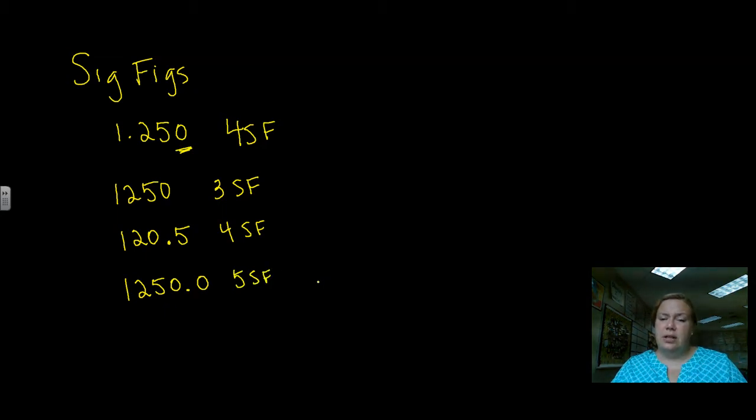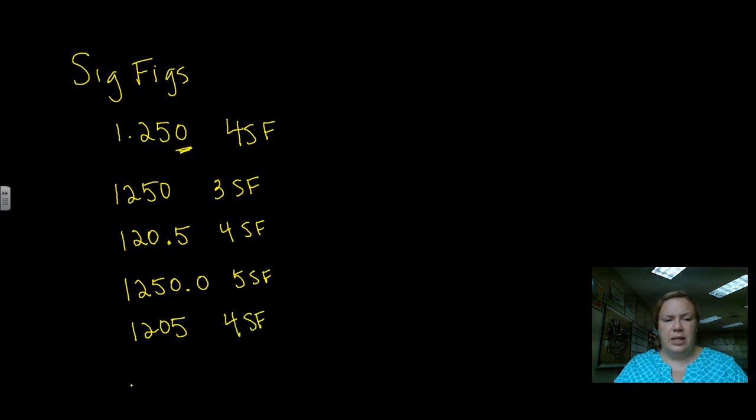So just a little reminder: trailing zeros when there's no decimal are not significant. Trailing zeros when there is a decimal are significant. Another thing, sandwich zeros. Anytime you have zeros stuck in the middle like this, they are significant if they're between two counting numbers. So you have 4 sig figs here.